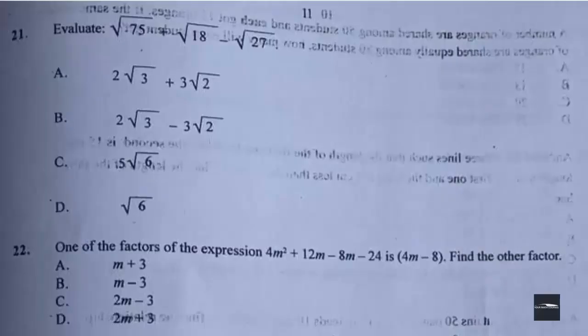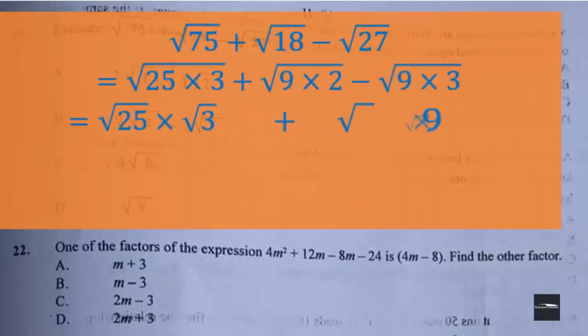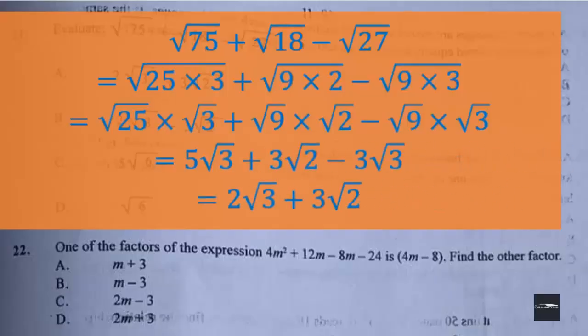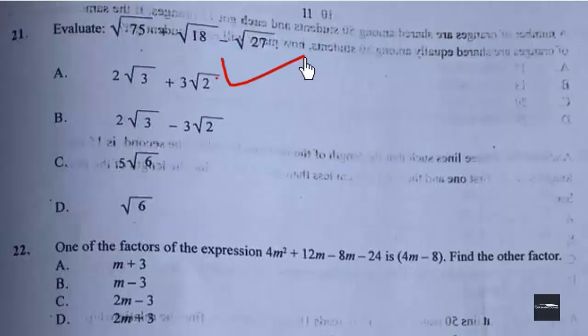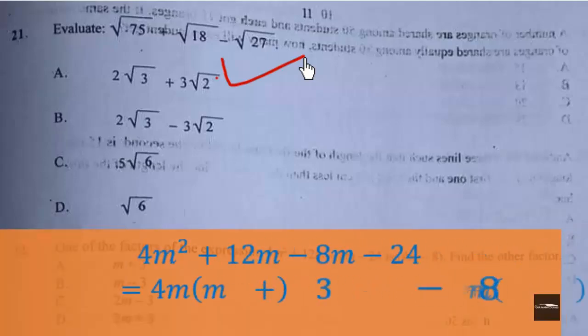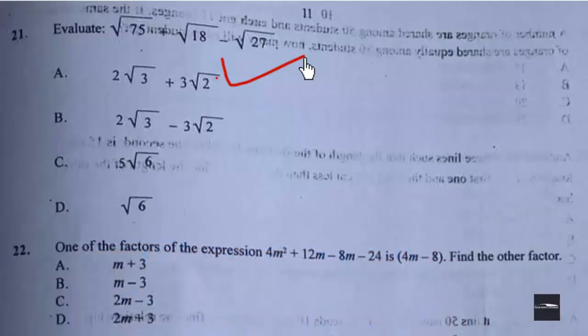Evaluate square root of 75 plus root 18 minus root 23. What is the answer? So you simplify to obtain 2 root 3 plus 3 root 2. Question 22. One of the factors of the expression is 4m minus 8. Find the other factor. So the other factor will be m plus 3.